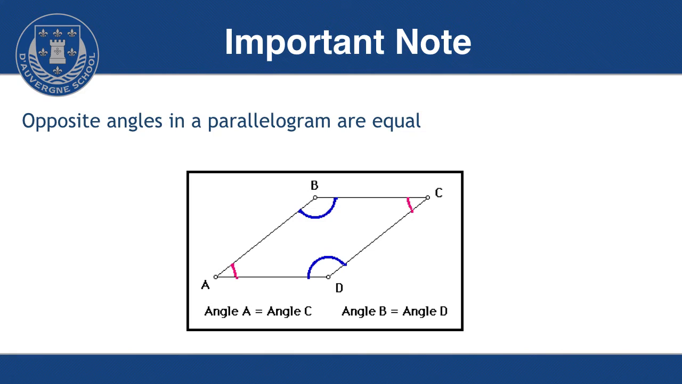Okay, so an important note here is that opposite angles in a parallelogram are always equal. If we look at this parallelogram here, we can see we've got angle A and C, they're opposite each other, they will be equal, they are the same. So if angle A is 45 degrees, angle C will also be 45 degrees. And the same with angle B and D, they will be equal because they are opposite.